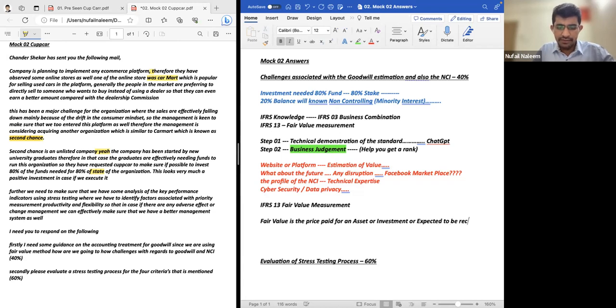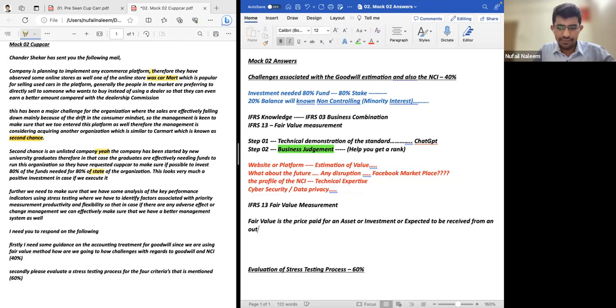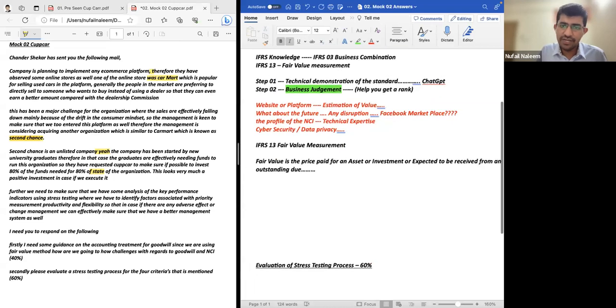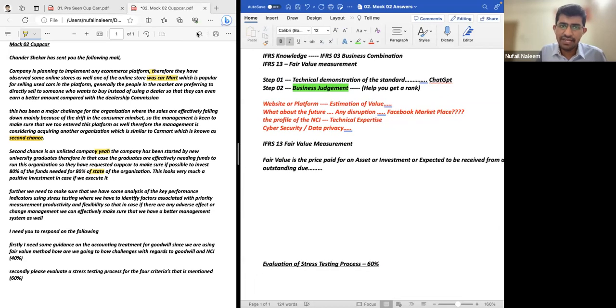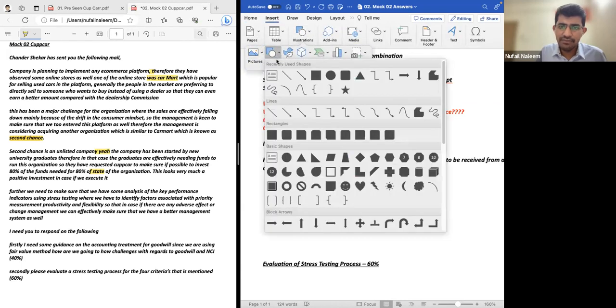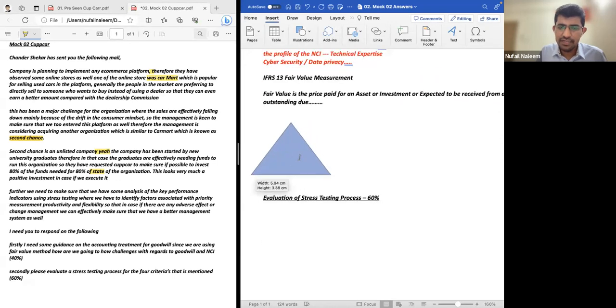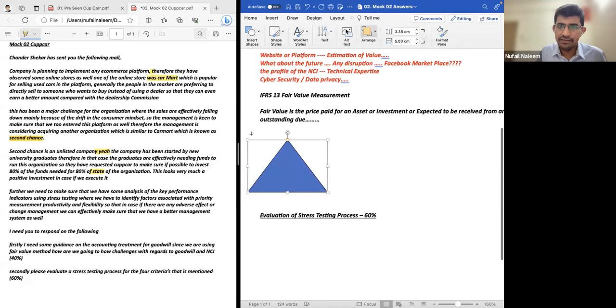Expected to be received from an outstanding due. Because sometimes if you have outstanding dues, that is the price that you are going to effectively get. Now, students, fair value is very critical because if you observe, certain goods don't have fair value. Now, for example, students, I will make it very easy and simple to understand. It's not so complicated. So let's effectively draw a small explanatory way of doing this.